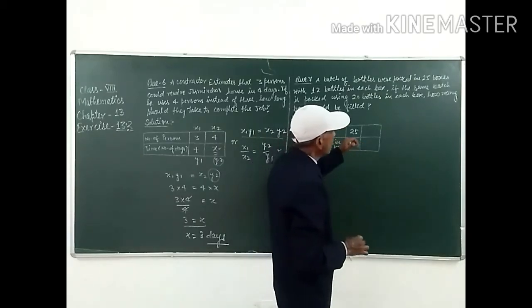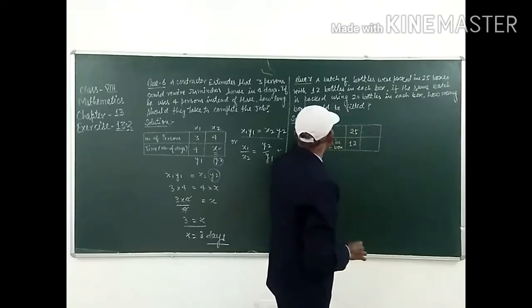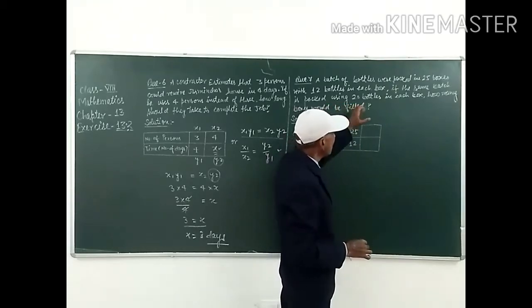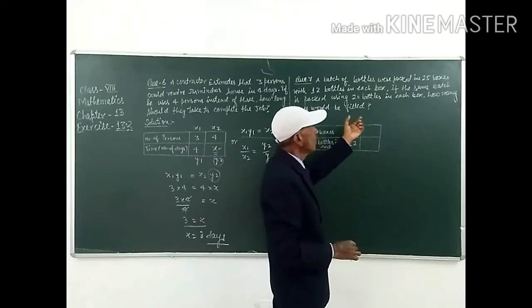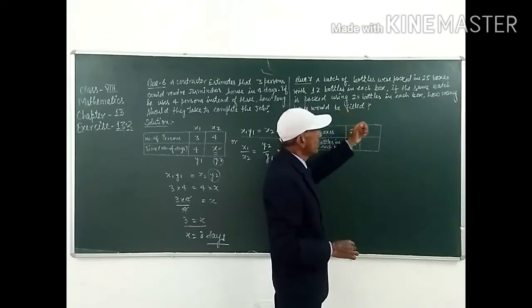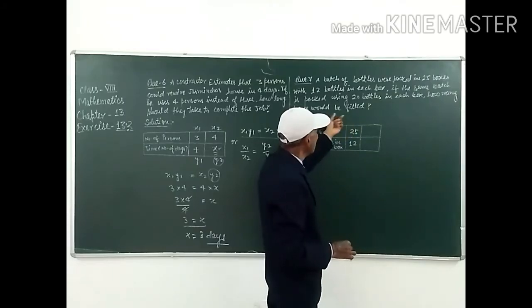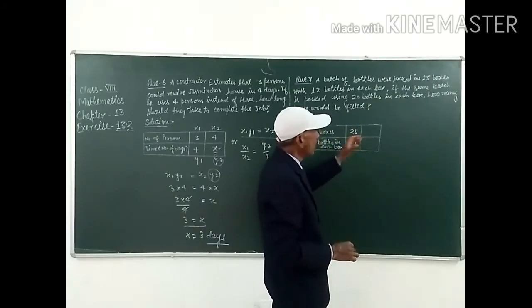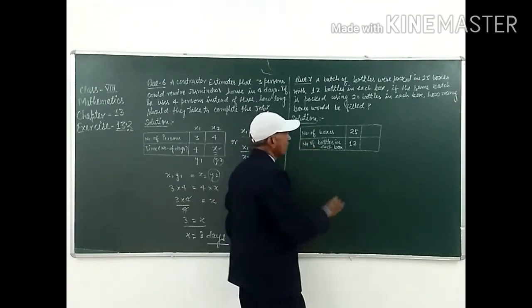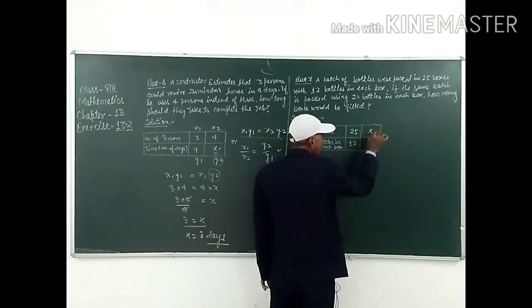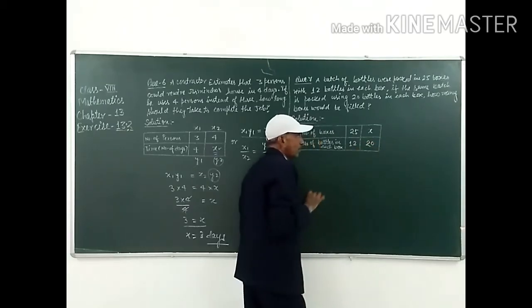And the next condition: if the same batch is packed using 20 bottles in each box. In each box we are going to fill 20 bottles. How many boxes would be filled? We have to find out the number of boxes. So let the number of boxes be x and the number of bottles in each box will be 20.